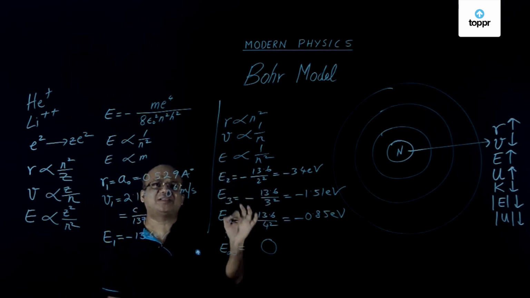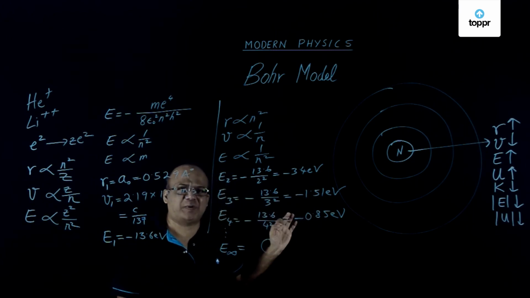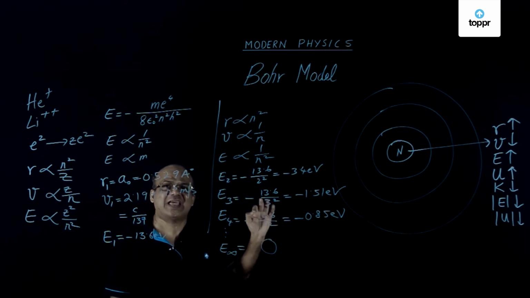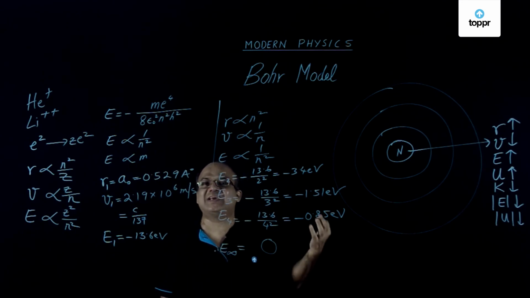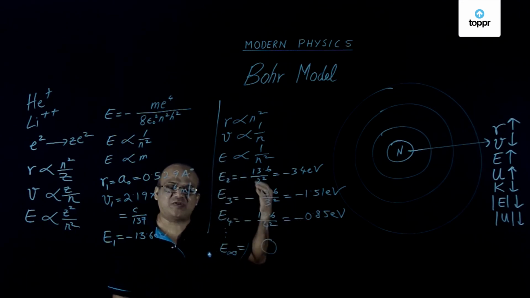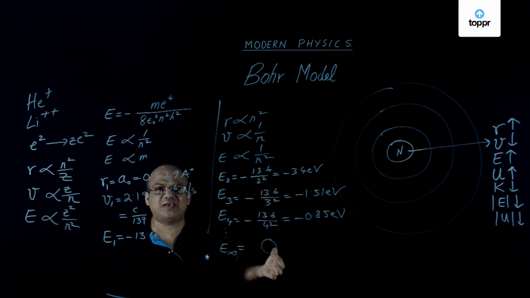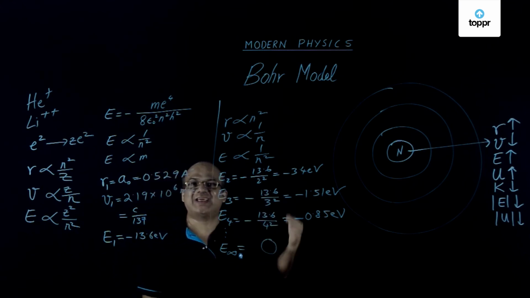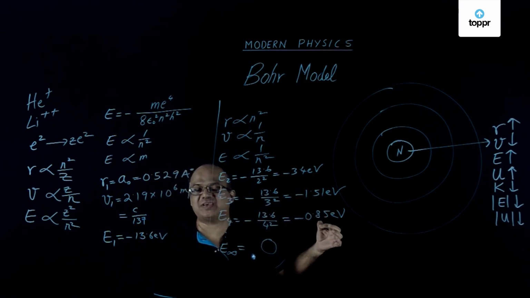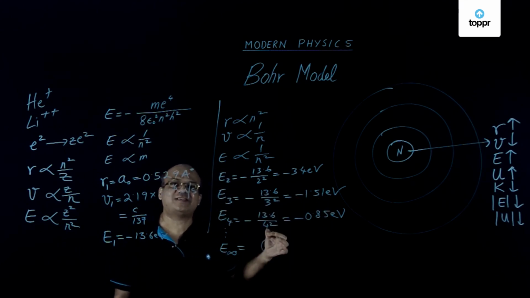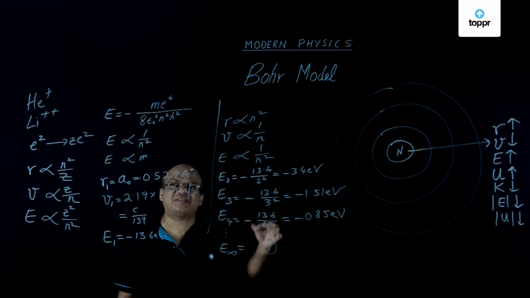Bohr model, the basic equation is mvr equal to nh by 2 pi. And the second equation is mv squared by r, the centripetal force, equal to 1 by 4 pi epsilon naught e squared by r squared. Using these two equations, you can find formula for radius, velocity, and energy. Radius of the first orbit is 0.529 angstrom. Velocity of electron in the first orbit is 2.19 times 10 to the power 6 meter per second. And energy of electron in the first orbit is minus 13.6 electron volt.